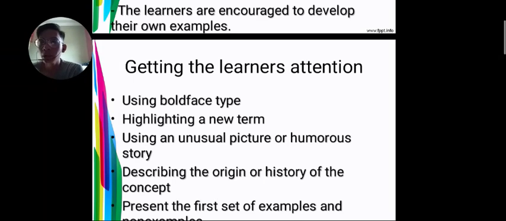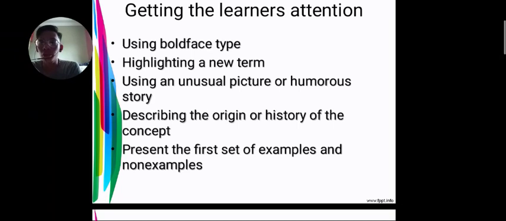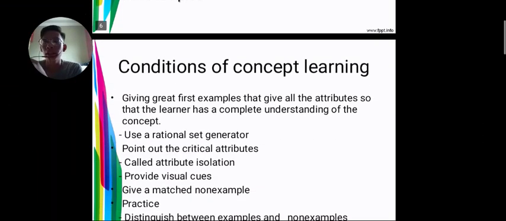The next material is getting the learner's attention using boldface type and highlighting a new term, using an unusual picture or humorous story, describing the origin or history of the concept. Present the first set of examples and non-examples. The next is conditions of concept learning.